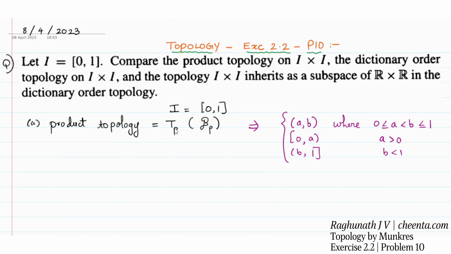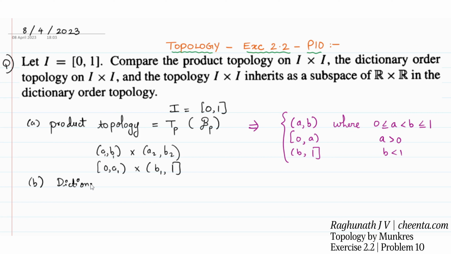If you were to find the basis for this topology TP, which is nothing but BP, it is the product of two open intervals like that. So like (A1, B1) cross (A2, B2). Not only like that, you can also include 0 to A and B to 1. All those are included. For example, 0 to A1 cross B1 to 1, and 0 to A1 cross 0 to A2. That is also a basis. Now coming to the next topology, which is the dictionary order topology.